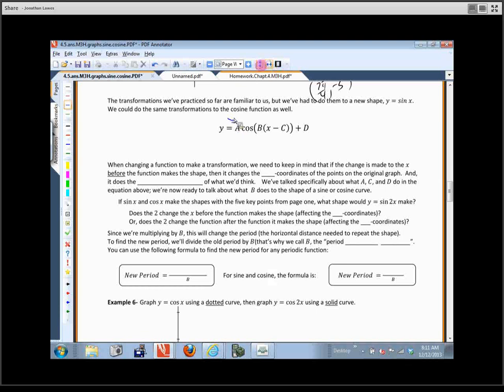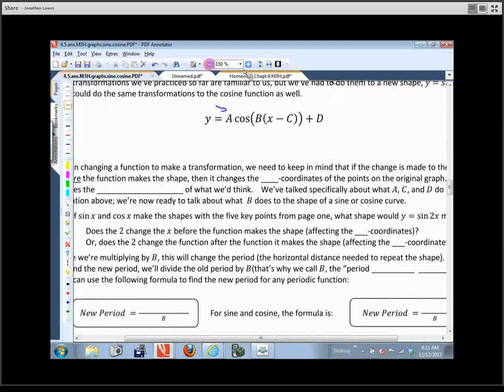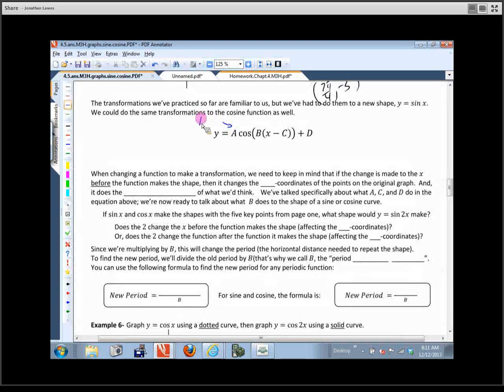So if we look at this A right here, that A is going to be the amplitude. Now, if it happens to be negative, it's going to be a vertical flip. Okay. That D right there is a vertical shift. It's going to slide it up or down. Okay. We had a special name for that C right there. Does anybody remember what that was called? Phase shift. Okay. Phase shift, we just abbreviate that with PS. Okay, remember, the changes with the x do the opposite of what you'd think.